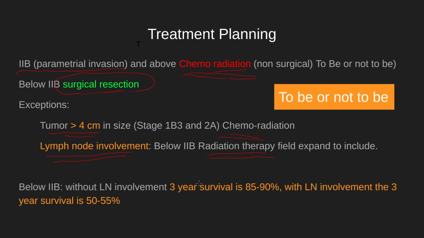Lymph nodal involvement is important because it changes the management in terms of radiation therapy field inclusion. Also, it is a predictor of prognosis. So if there is no lymph nodal involvement and the patient has 2B disease, the 3-year survival is 85 to 90%. And if there is lymph nodal involvement and the disease is still 2B, the survival drops to 50 to 55%. So that's why in the recent upgrade, lymph nodal metastasis has been included in stage 3 disease.